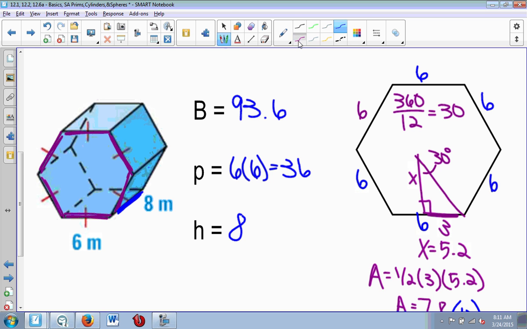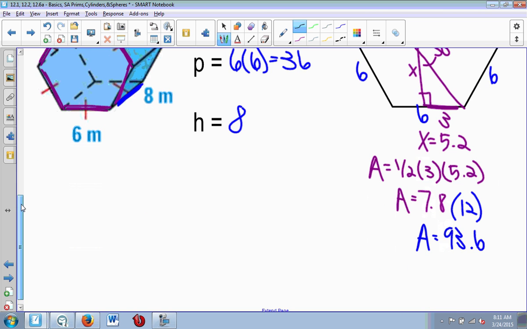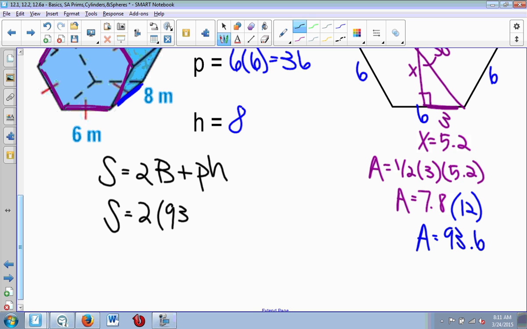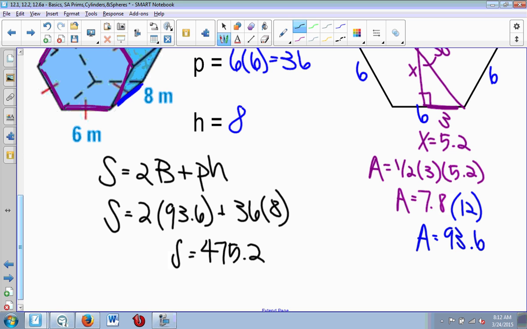And once I've identified all of the numerical values, all I have to do is plug them into my formula, 2b plus ph. So we get 2 times 93.6 plus 36 times 8. And again, that just requires a little bit of multiplication and then some addition. And I get 475.2. Since the units in the problem were meters, that means that my final answer has to be in meters squared.